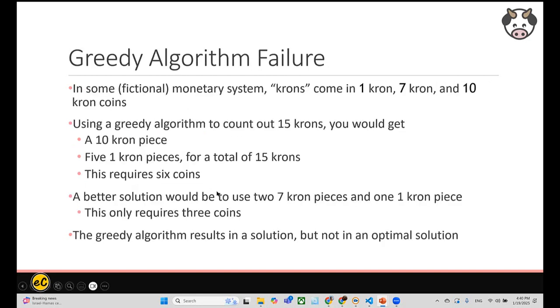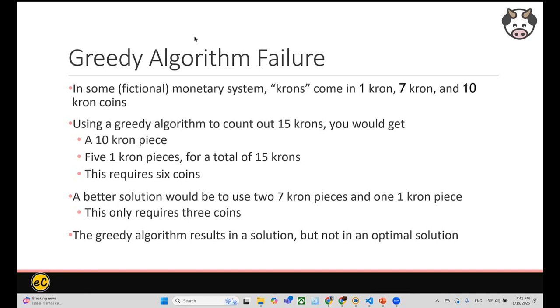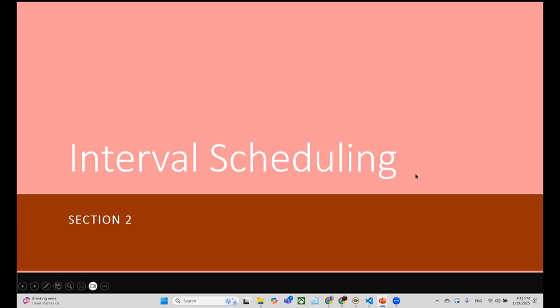Okay, and in some systems, like Cron dollars, which come with 1 cron, 7 cron, and 10 cron, the greedy algorithm doesn't work. So this only tells you that a greedy algorithm sometimes works, sometimes doesn't. When you go for a user code competition, you want to use an algorithm that's greedy. Greedy means that you assume your local optimum is a global optimum. You have to make sure that the algorithm is greedy, okay? You need to make sure of that.